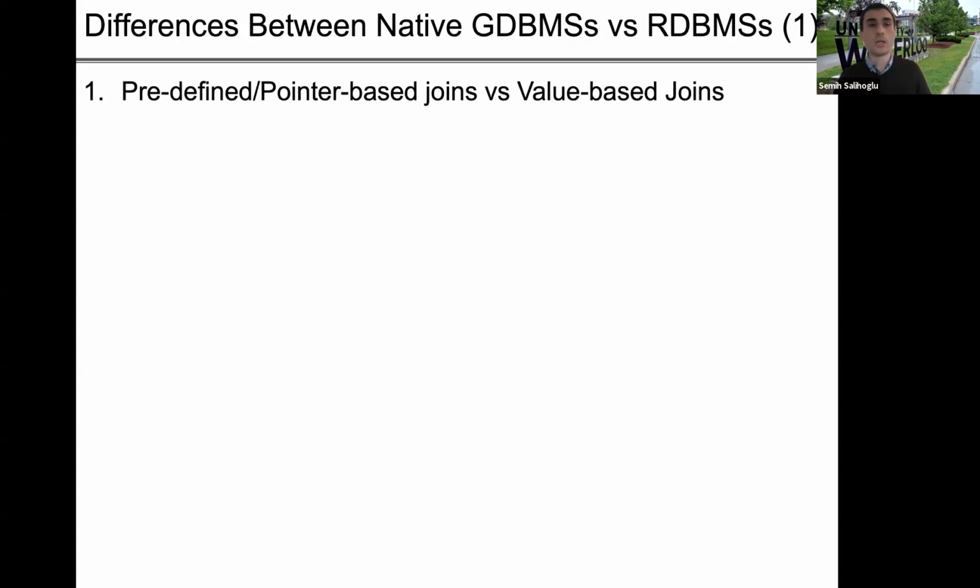Aside from the data model and the query language, there are also some common differences at the system level. Let me tell you what I think are the main three differences that I observe between graph database management systems and relational database management systems. The first one is what I'll call predefined and pointer-based joins versus value-based joins in relational systems. Graph database management systems are designed to perform a restricted set of predefined joins, but they're designed to be very fast at those joins.